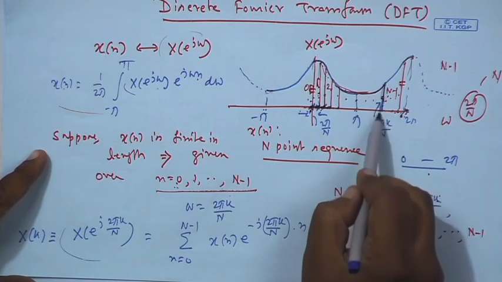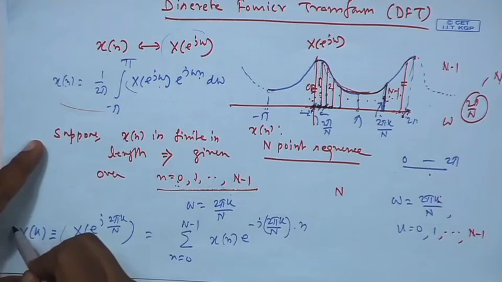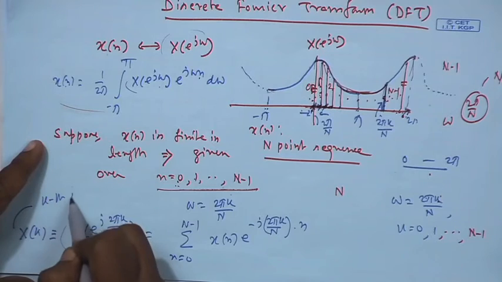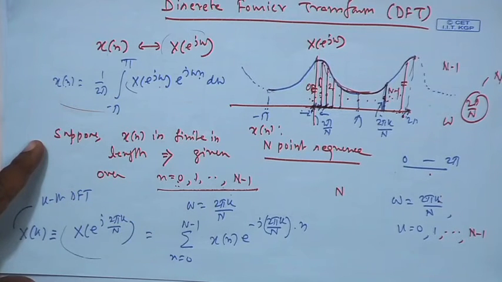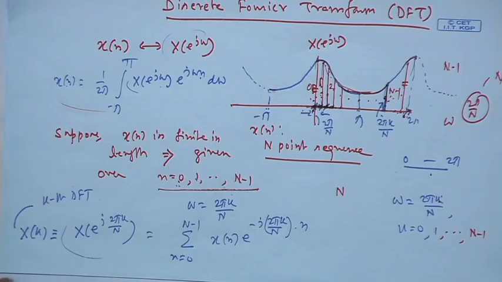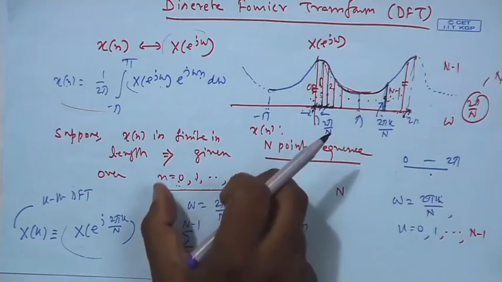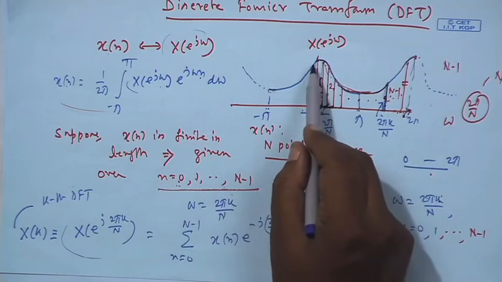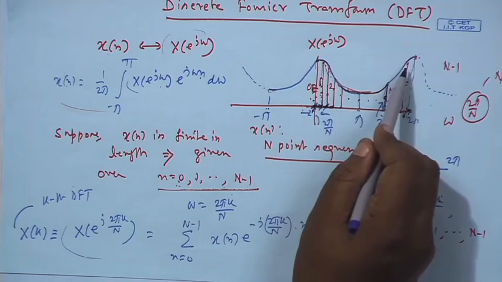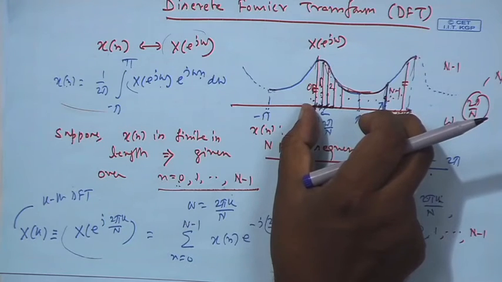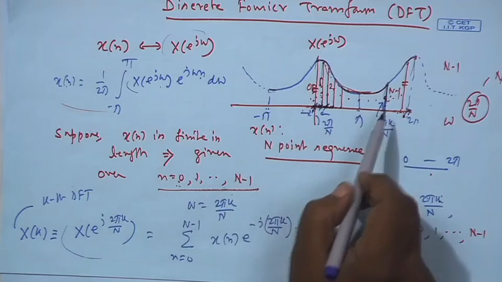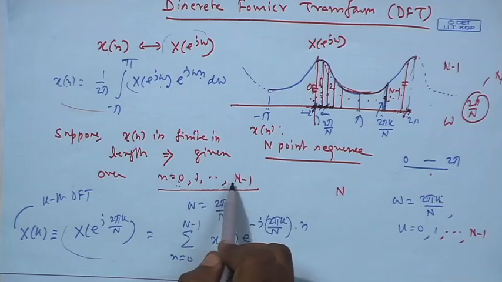So, it is the kth sample, that is called kth DFT of x n. DFT means discrete Fourier transform. That is, x n is a given sequence, a finite length sequence of length capital N. I am sampling the DTFT at capital N number of points, not less than capital N. What is capital N? It was the length of the original time sequence.